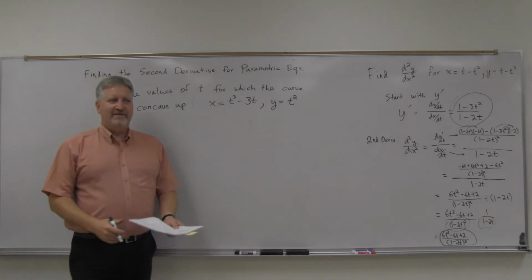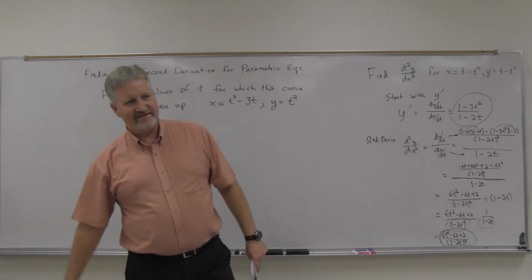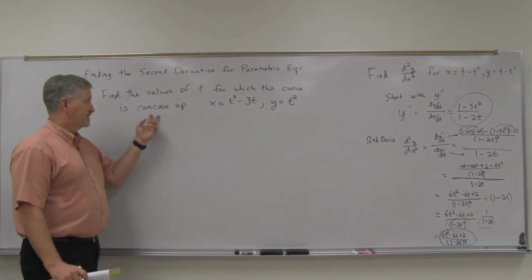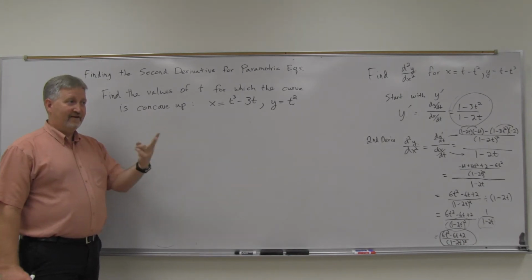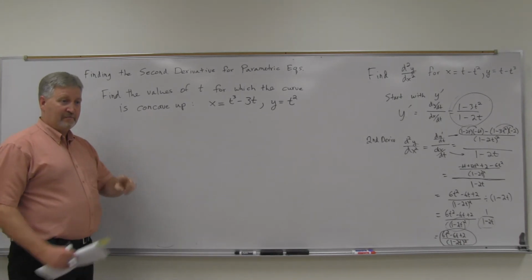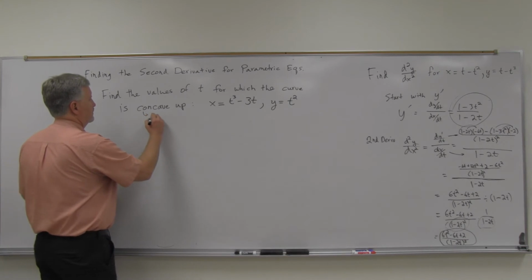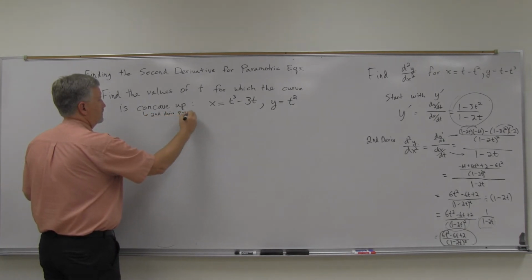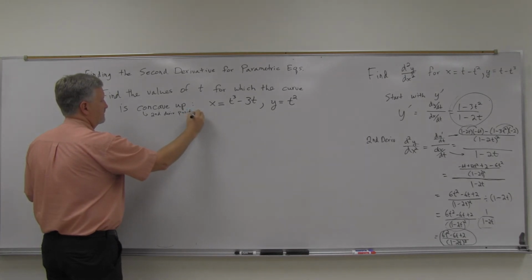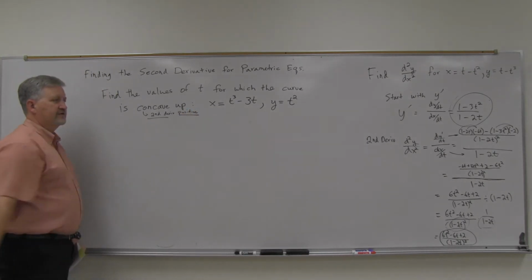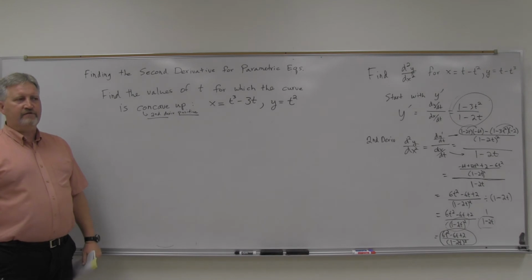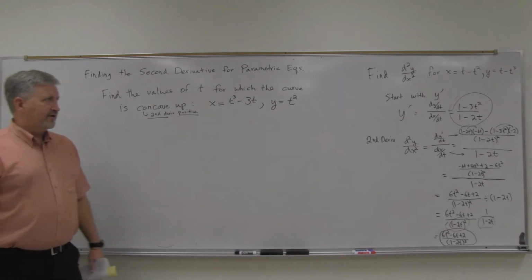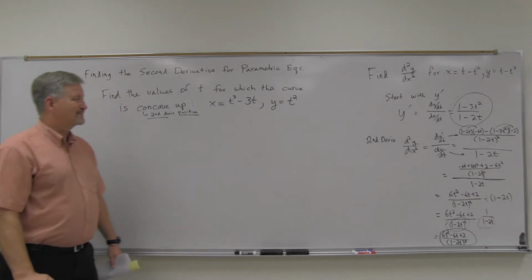Okay, so we mention this now because how do we know where a curve is concave up? Second derivative, isn't it? Second derivative is positive. Concave down, the second derivative is negative. So this is an application of the second derivative here. So I need to find the second derivative, and then we'll talk about how we'll find where it's concave up.